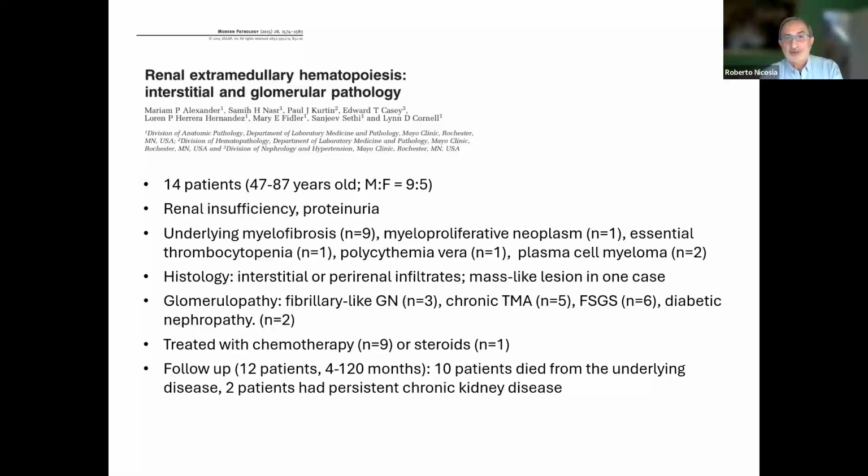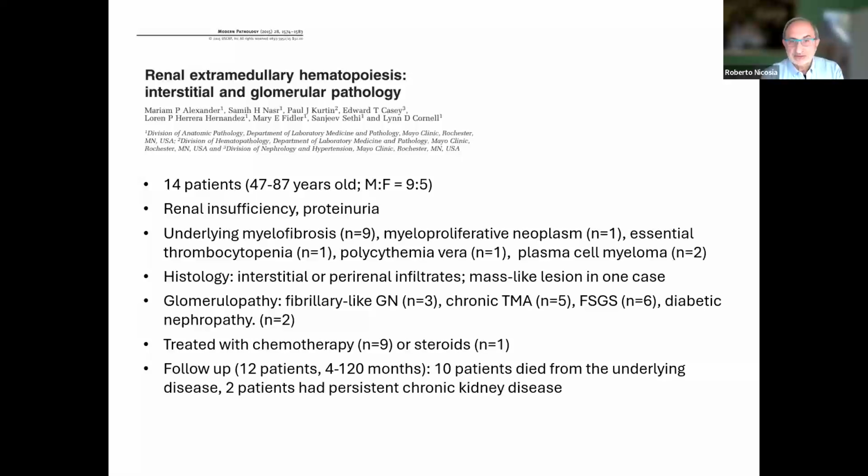And then there was one patient with a myeloproliferative neoplasm, one with essential thrombocythemia, one with polycythemia vera, and 2 patients with plasma cell myeloma. The histology showed, like in our case, interstitial infiltrates, but they also had cases where the infiltrates were perirenal. And in one case, the extramedullary hematopoiesis formed a mass-like lesion.